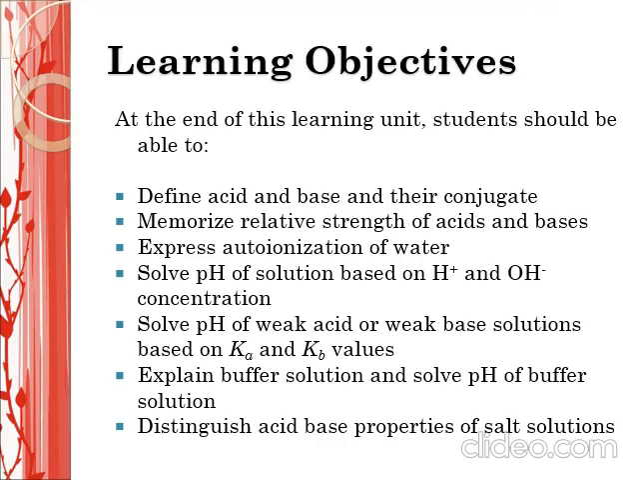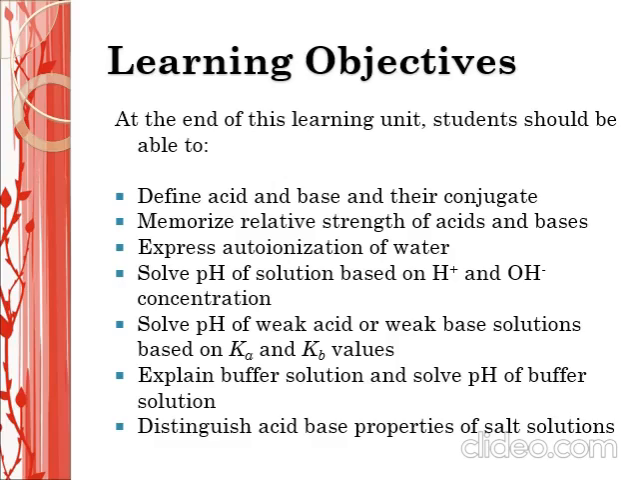The first one is defining acid and base and their conjugate. Means you should also be able to define conjugate acid as well as conjugate base. Secondly is memorize relative strength of acid and base. There are many acids and many bases, but they differ in terms of their strength. We have strong acid, weak acid, strong base, weak base.